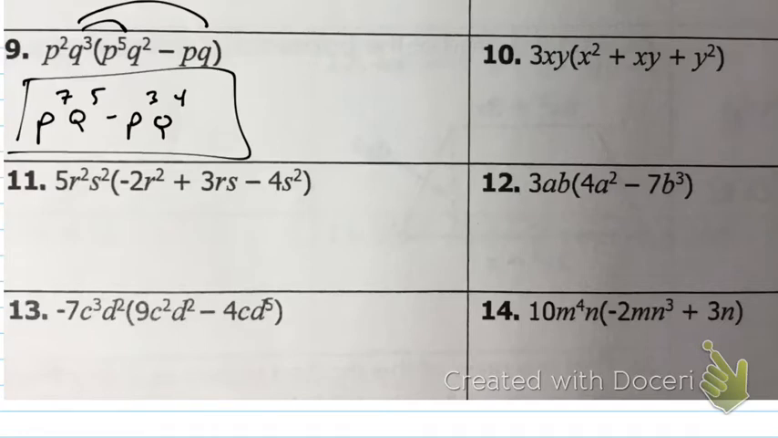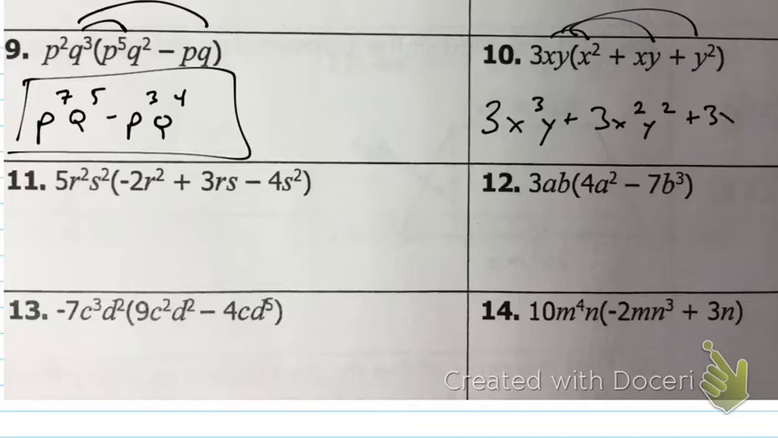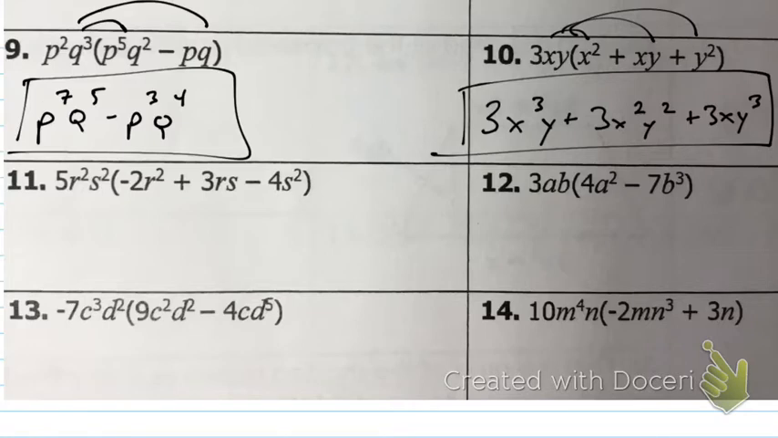All right, let's check out 10 together. I got 3x cubed y for my monomial times my first term in that trinomial. We'll multiply by my second term in the trinomial and I get plus 3x squared y squared. I'm going to multiply by the third term in that trinomial, and I get 3xy cubed. We keep distributing a monomial, yeah.